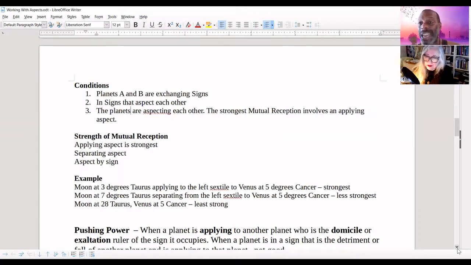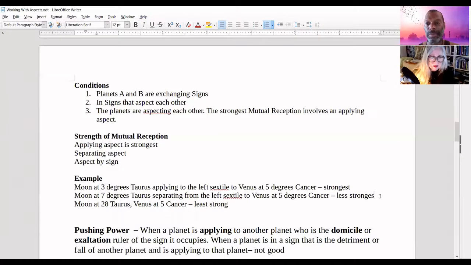Thus, there is an applying sextile between those two planets. Okay, so the moon is now at 7 degrees of Taurus, and she's separating from the sextile of Venus at 5 degrees. That's the next strongest. Less strong is what I should have written. And then moon at 28 degrees Taurus, Venus at 5 Cancer. So basically, it's just by sign, least strong.